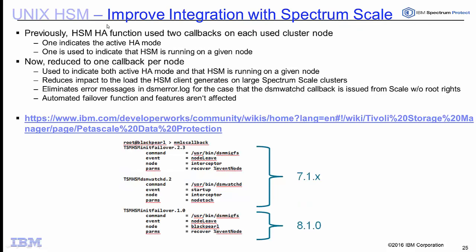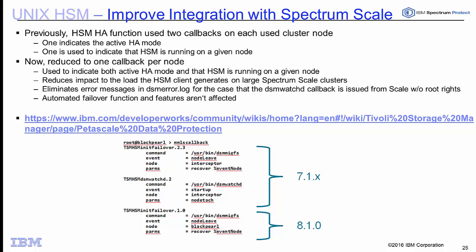Also in the UNIX HSM, we've improved the integration with Spectrum Scale. Previously, the HSM high availability function used 2 callbacks on each of the cluster nodes, one to indicate the active high availability mode, and one to indicate that HSM is running on a given node. Now in version 8.1, we've reduced that to 1 callback per node. That'll be used to indicate both the HA mode and that HSM is running on a given node. This overall reduces the impact of the load that the HSM client generates on large Spectrum Scale clusters.